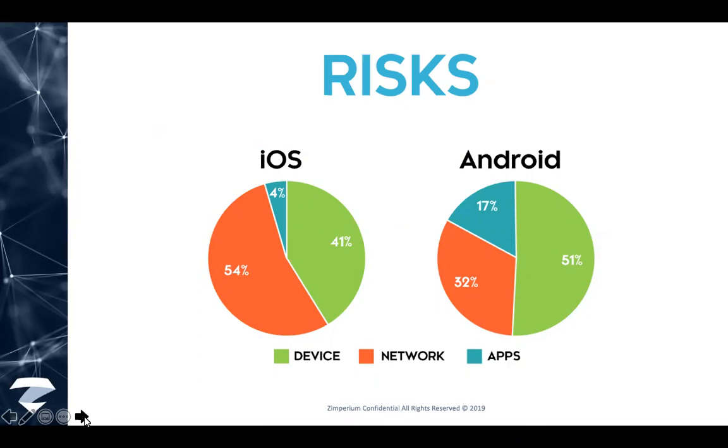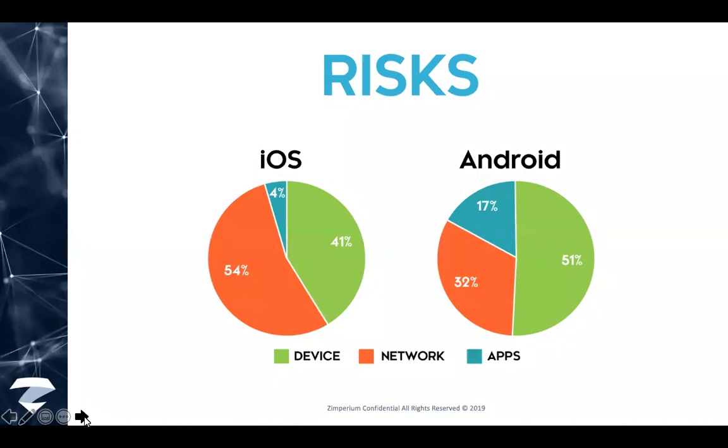If you take a step down and go to the risks by operating system, it's pretty interesting right off the bat. And we're going to go into each of the device, network, and apps sections. And in each one, we're going to go risks first and then threats second.